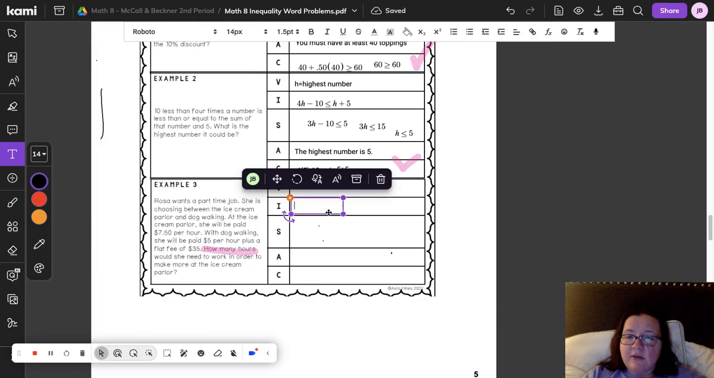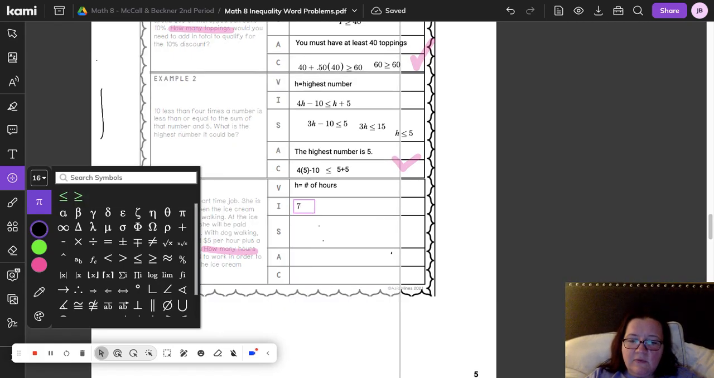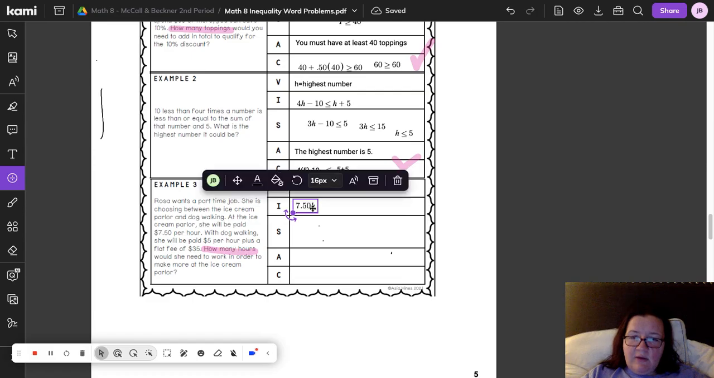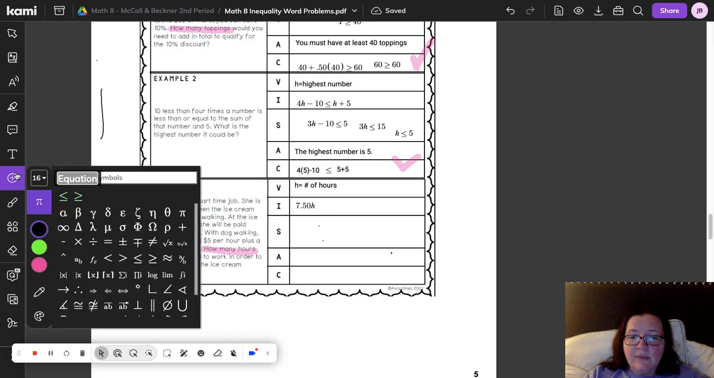So let's start with the ice cream parlor. At the ice cream parlor, we're going to make an inequality with math symbols. At the ice cream parlor, she earns $7.50 per hour. Okay, and the question it is asking us, let's go back and look at it. With dog walking, she will be paid $5 per hour plus a flat fee of $35. How many hours would she need to work in order to make more at the ice cream parlor? So we want the inequality to be facing that ice cream parlor because she wants to earn more there. Okay, let's keep adding to this.